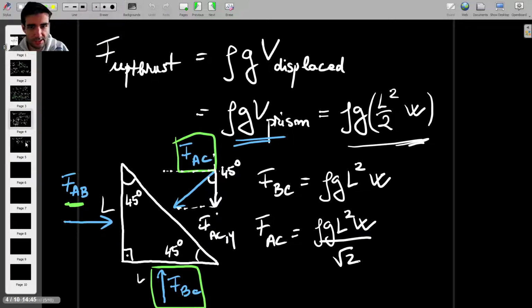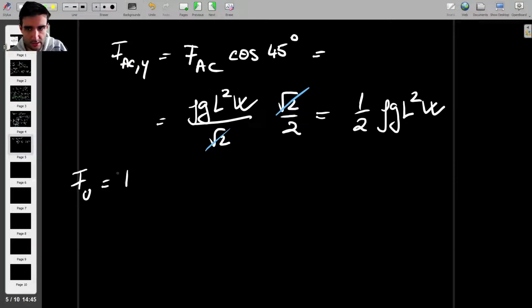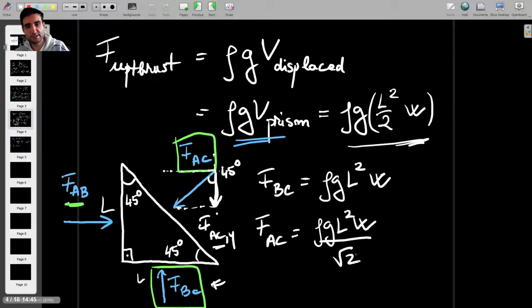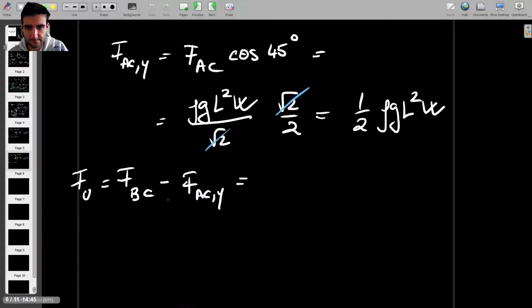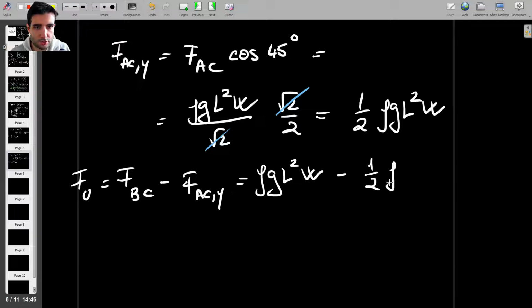So this component is acting downwards. FBC is acting upwards, and it's FBC that is responsible for the upthrust in a way. So the vertical component of FAC is opposing FBC, which means that upthrust equals FBC minus FAC in the y direction. FBC is rho g L squared W, minus FACY, which is 1/2 rho g L squared W. So the answer is 1/2 rho g L squared W.